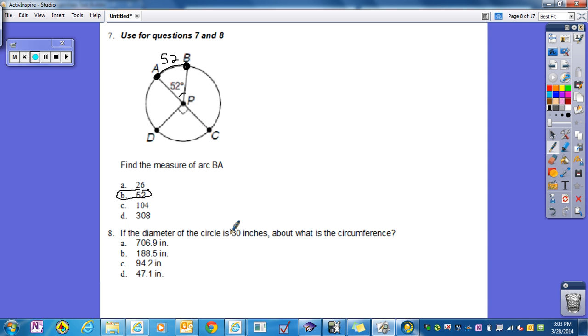Alright, now it says the diameter of the circle is 30 inches. What is the circumference? Alright, so circumference is the formula, 2 pi r. If the diameter is 30, that means that the radius is 15. So that means we have 2 times pi times 15. Well, that gives me 2 times 15, which is 30 pi. And then in your calculator, if you put in there 30 pi, you get 94.2. So it would be 94.2 inches, which was C.